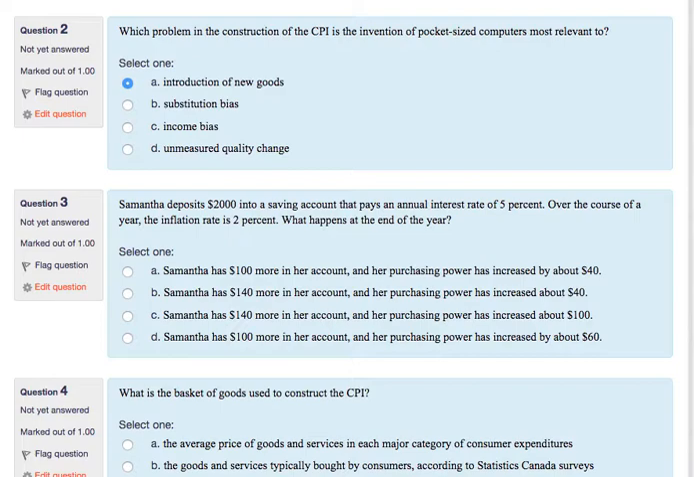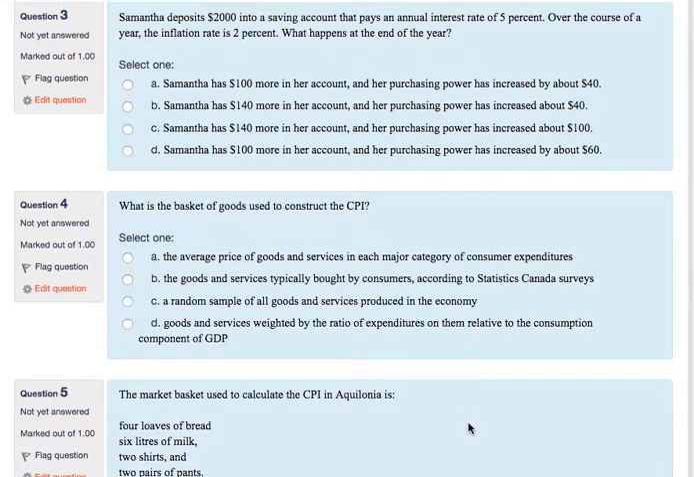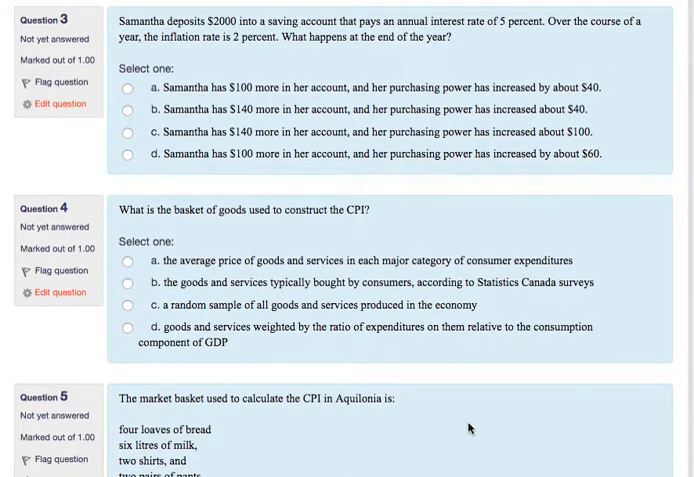Samantha deposits $2,000 into a savings account that pays an annual interest rate of 5%. Over the course of a year, the inflation rate is 2%. What happens at the end of the year? Well, if you multiply this $2,000 by 1.05 to add this 5%, you'll see that it ends up being $2,100. So out of all these answers, Samantha has to have an extra $100 in her account. This is the nominal interest rate of 5%. So she ends up with $2,100 in her account, $100 more than before.